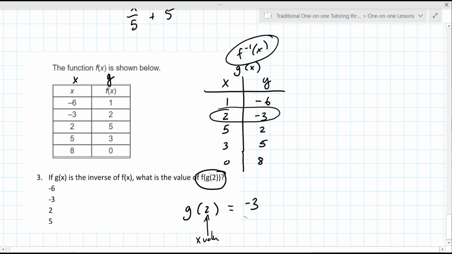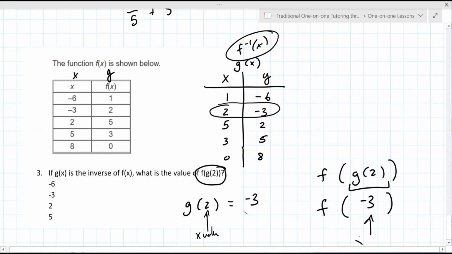See, this -3 is this g of 2. So you're trying to find f of g of 2, but this g of 2 you just found, it's -3. So -3 takes the place of g of 2. Now you're going to find f of -3. This is your x value again, but you go over to this other table.